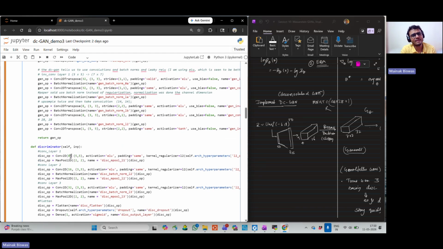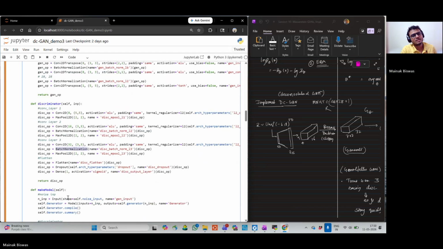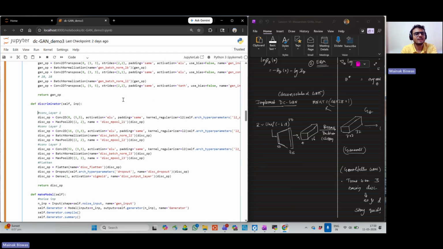In the discriminator, I have conv2d, max pool, conv2d, max pool, conv2d, max pool. And I flatten and predict using a sigmoid function what the output is. So this is the normal classification model, a 3-layer convolutional neural network, a 3-layer CNN to predict between real and fake data.